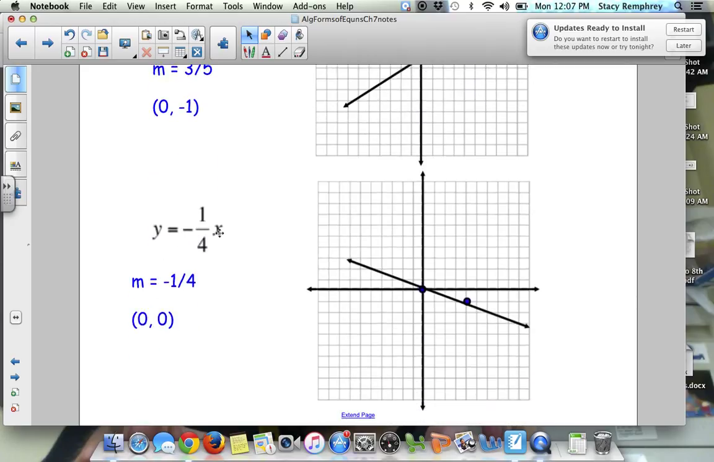In this one, some people struggle with where is the y-intercept. Well, there's nothing here. The y-intercept is 0. So your y-intercept is 0, comma 0. I went down 1 and right 4. Remember, we talked about how to show slope in a decreasing. Down 1, right 4.